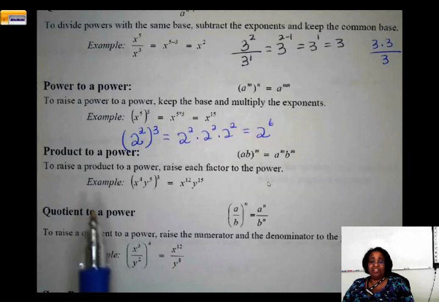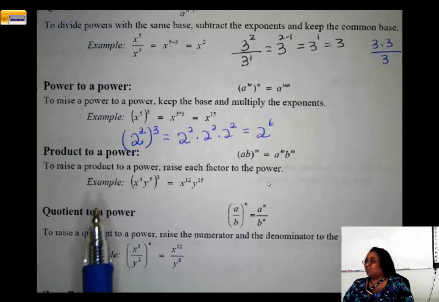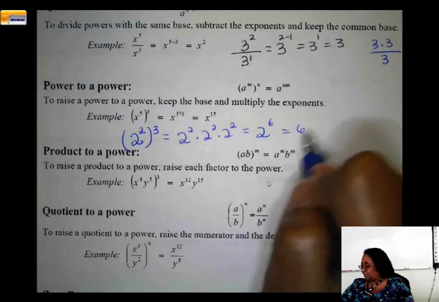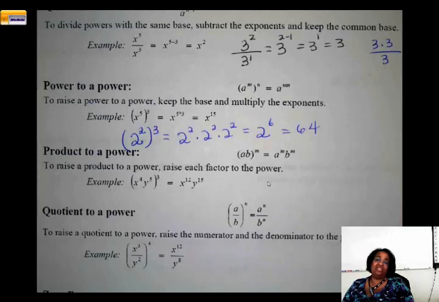And then if they want you to evaluate it to a standard form, you would just go 2 times 2 times 2 times 2. Basically 8 times 8, which is 64. So you have to look at the question. Do they just want you to write it in exponential form, or do they want you to actually write it in standard form?